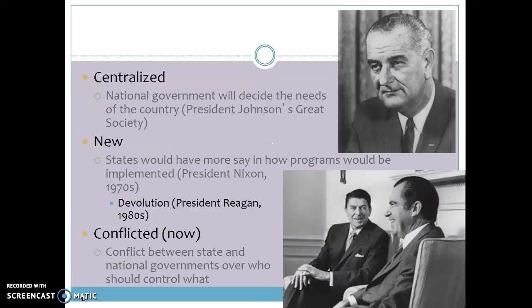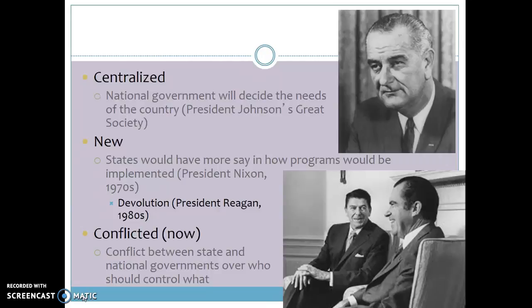I'm going to throw two more terms at you, though. We've talked about new, and I said that that's like cupcakes, right? It's the idea that you're taking a cake, splitting it up into smaller pieces, and giving them back individually to the states. So this started under Nixon. And the idea was that it would give states more say in how programs would be implemented.